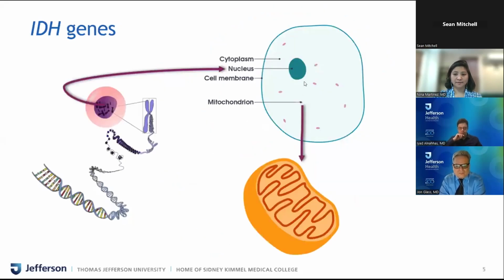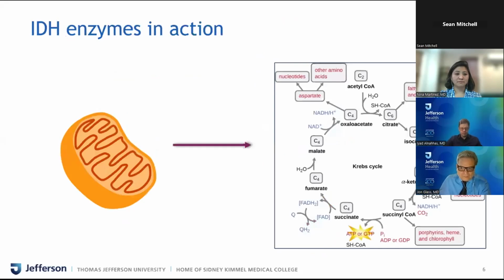So when needed, the IDH1 and 2 genes serve as instruction manuals for the creation of IDH1 and IDH2 enzymes. IDH1 enzymes float around the cytoplasm, and IDH2 enzymes can be found within the mitochondria, which we all know is the powerhouse of the cell. And we refer to the mitochondria as the powerhouse of the cell because that's where the Krebs cycle takes place.